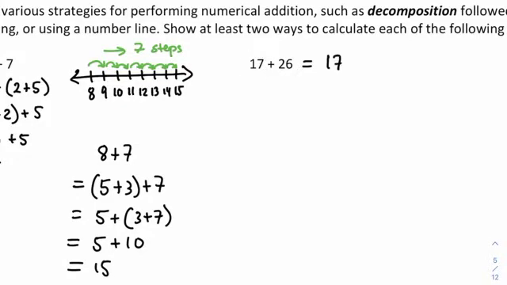So I'm going to leave the 17 there, and I'm going to decompose the 26 into 3 and 23. I'm going to leave the parentheses off because the associative property gives me the freedom to add these how I want. But now I'm going to add the 17 and 3 and get 20. And it's a lot easier to add 20 and 23, and you get 43.